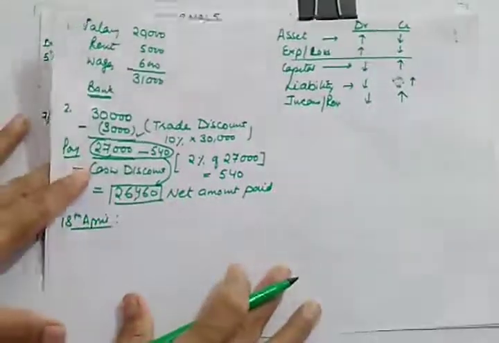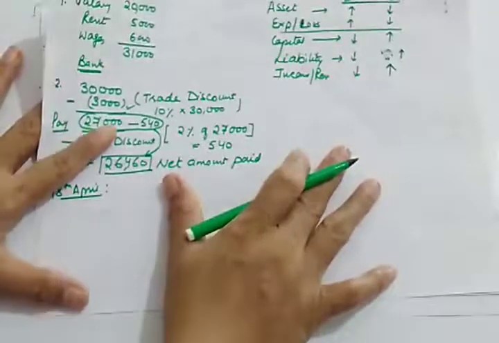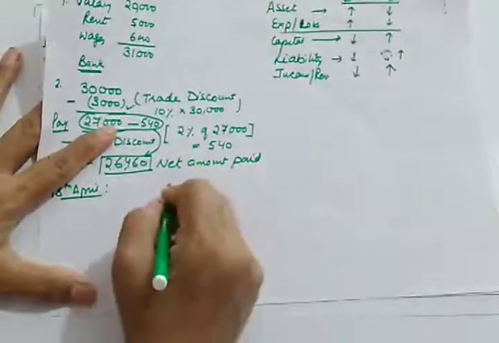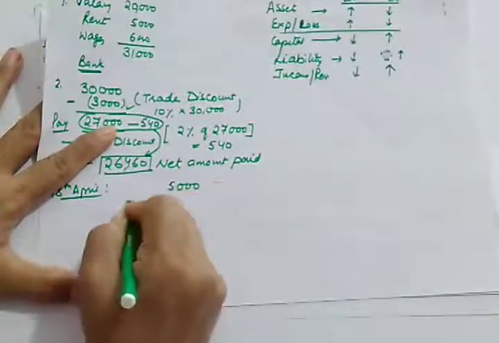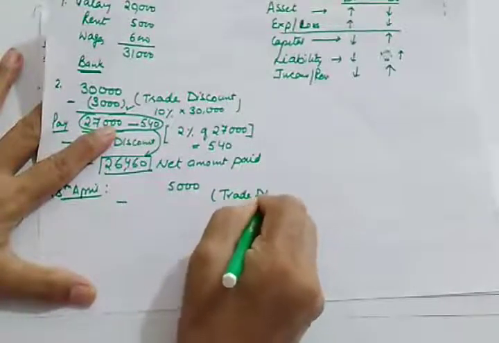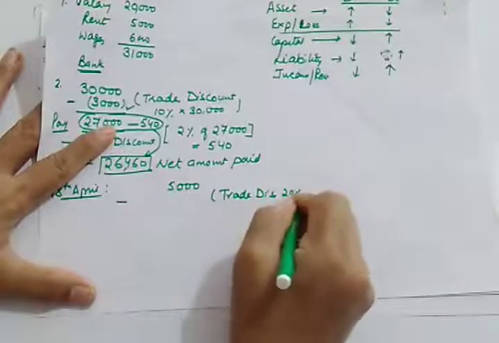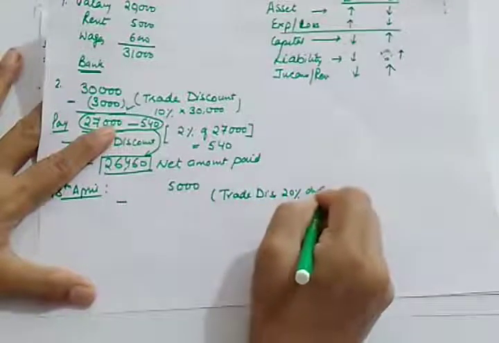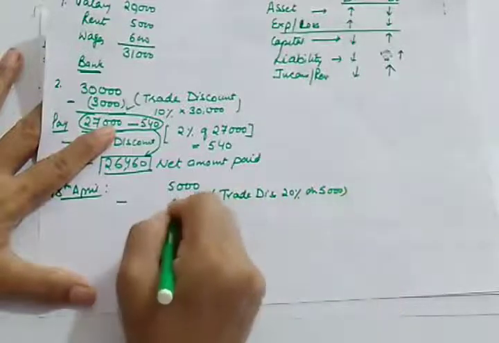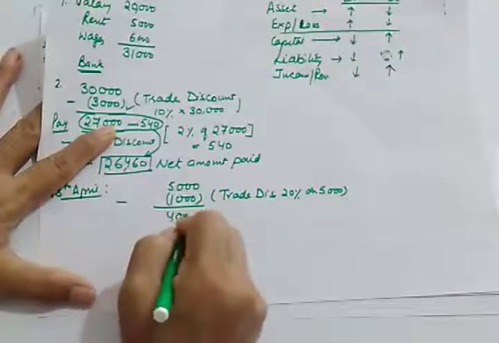So let us see what is there in this particular transaction. Goods sold to Roma for rupees 5,000. So let us deduct trade discount first. Trade discount is 20% on this. So 20% on 5,000 will be 1,000. So 1,000 trade discount is deducted, 4,000 next.